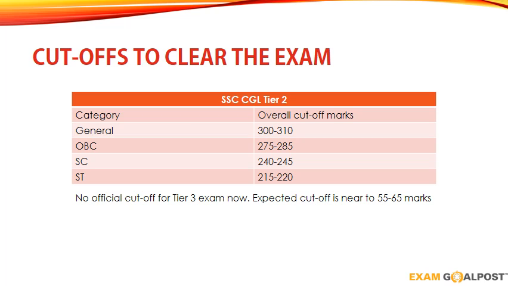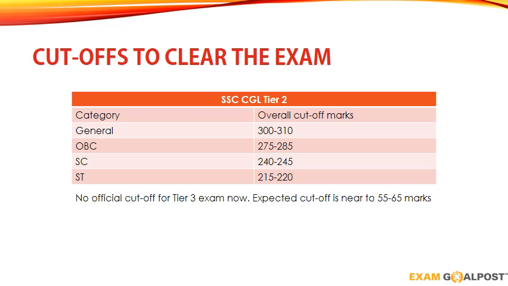So in general category, the overall cutoff is expected to be 300 to 310. For OBC, it is expected to be 275 to 285. For SC category, it's likely to be 240 to 245. And for ST category, it's likely to be 215 to 220.